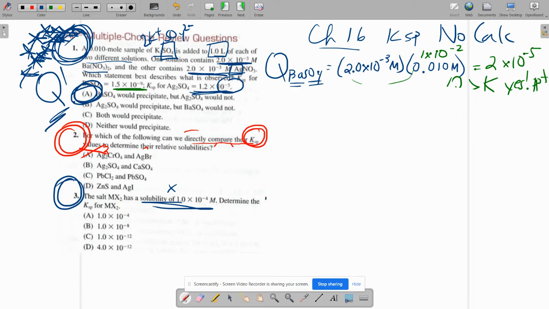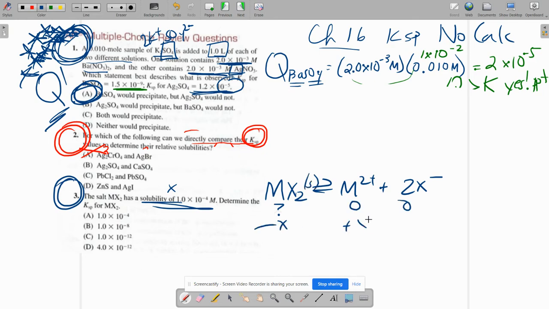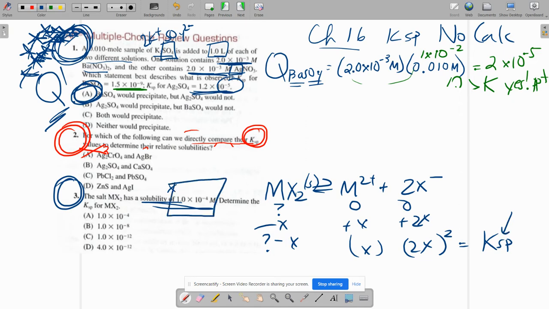All right, so if you were thinking, I'll just set up the ICE table for this one. Okay, so your ICE table would look something like this. Basically you have some amount of precipitate, and it's going to go in the forward direction. So it looks something like this. We're basically going to put these two guys, make sure to square this, and pop that into Ksp. So we're looking for Ksp, and we basically have X.